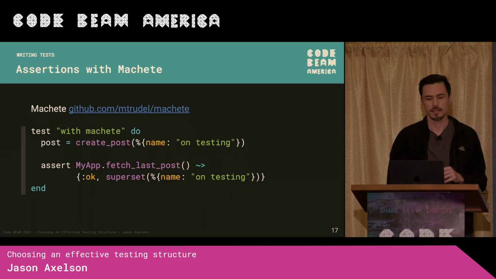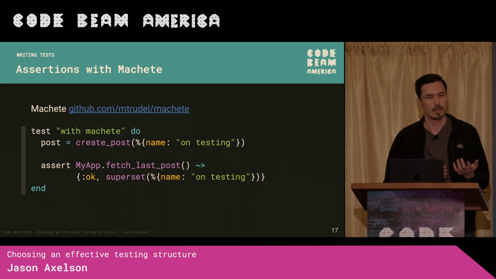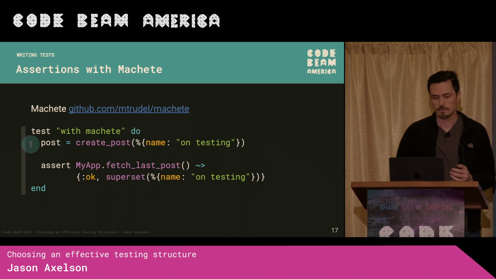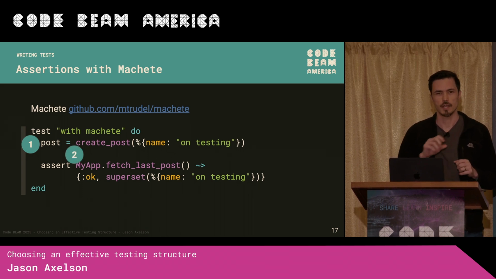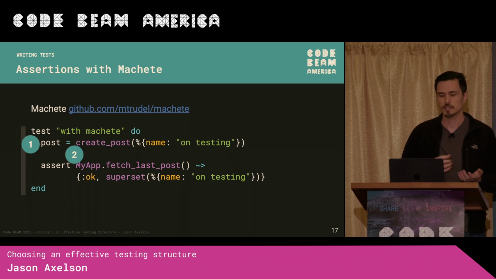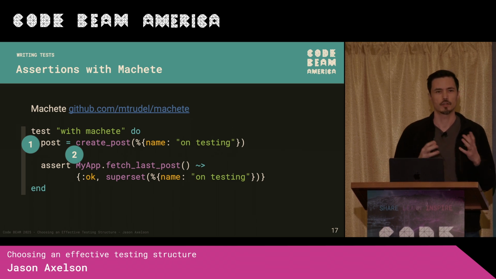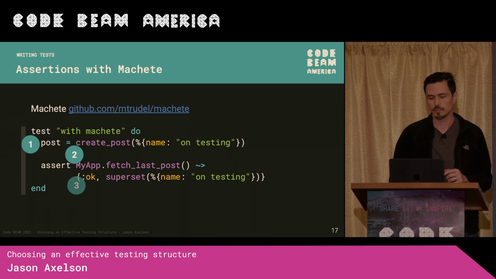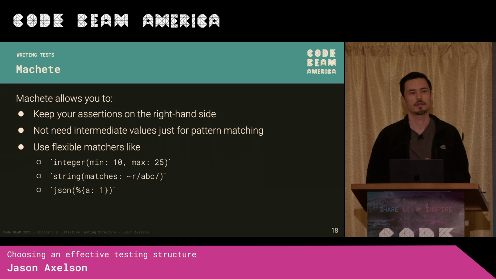And so what I would recommend in that case is a library that I really like to use by Matt Trudell called Machete. Testing with Machete, you still have the same setup, and then you can call your function under test, and rather than a normal assert, you have this special squiggly arrow assert, and you can use a bunch of these different matcher functions. In this case, you're using a matcher called superset that allows you to provide only the attributes in the map that you're interested in matching on, and you can ignore the rest while keeping everything still on the right side of your assertion. And it can do some other assertions also.